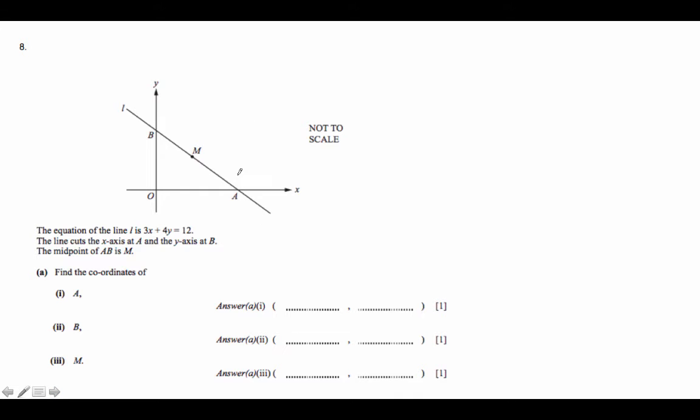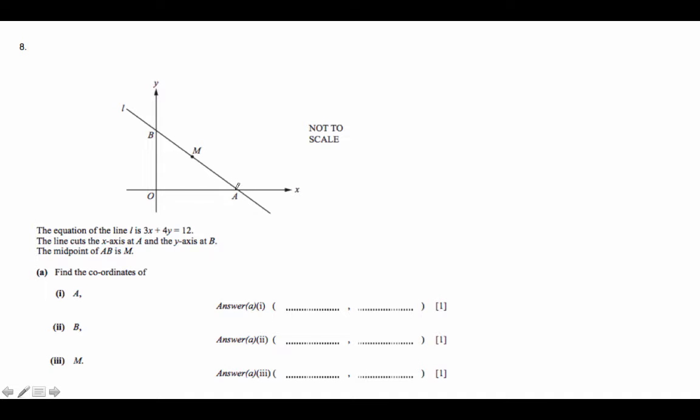In question 8, we're showing the equation of a line L, which is 3x plus 4y equals 12. It cuts the x-axis at A, the y-axis at B, and the midpoint is M. Find the coordinates of A, B, and M.